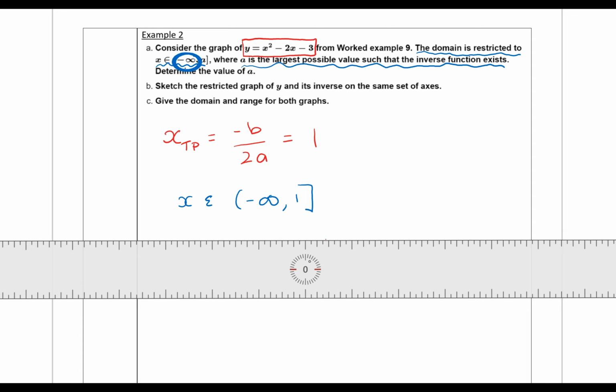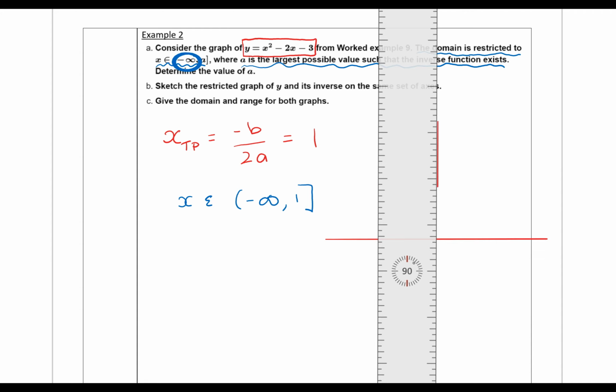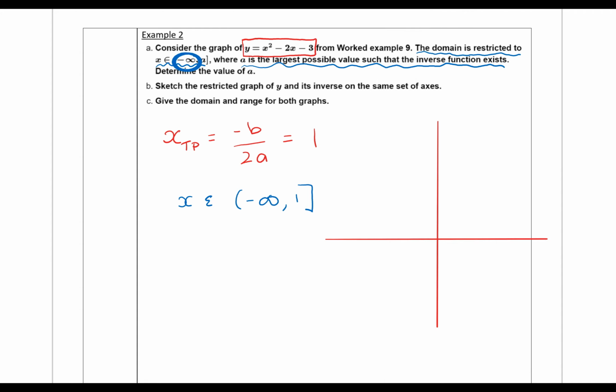Now we'll draw a quick graph and I'll explain why. Remembering that parabola from last time, it looked a little bit like this. And if I restrict at the turning point, then I'm getting rid of everything on the right. Now, why is this the largest possible domain? Well, imagine that I just restricted it up here. This is also 1-to-1. I could restrict it here too, which is also 1-to-1.